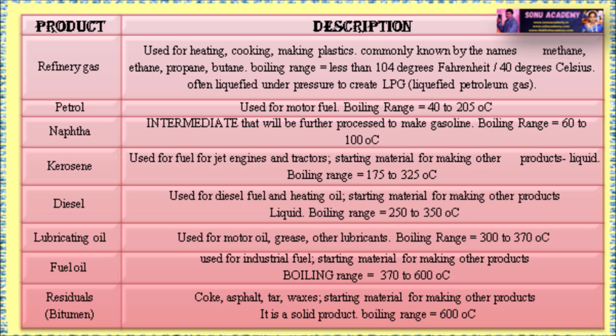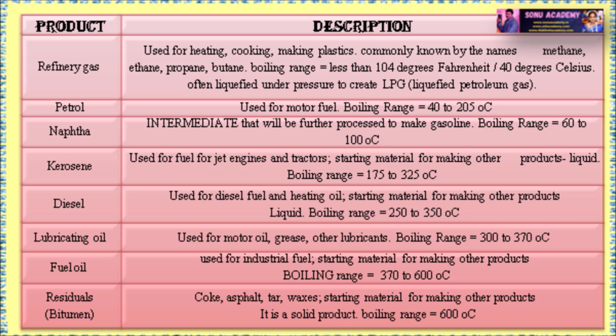Kerosene is used as fuel for jet engines and tractors. It is a starting material for making other products, and the boiling range is from 175 degrees to 325 degrees centigrade. Diesel is used for fuel and heating oil, and as a starting material for making other products. Boiling range is from 250 degrees to 350 degrees centigrade. Lubricating oil is used for motor oil, grease, and other lubricants. Boiling point ranges from 300 degrees to 370 degrees centigrade.